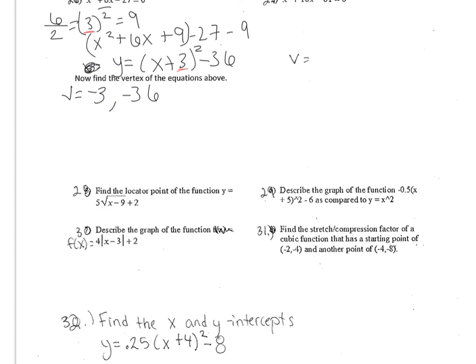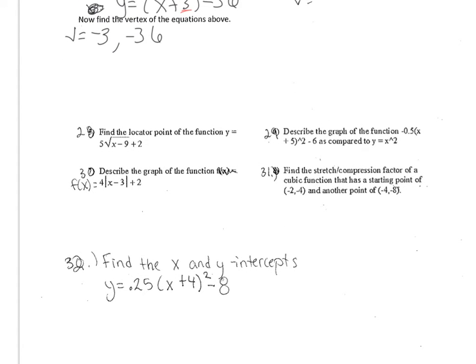Okay, let's go back down here to reminding ourselves how we find these locator points. Remember, locator points is just h, comma, k. So when it's x minus 9, it's actually positive 9. So it's going to be 9, comma, 2.